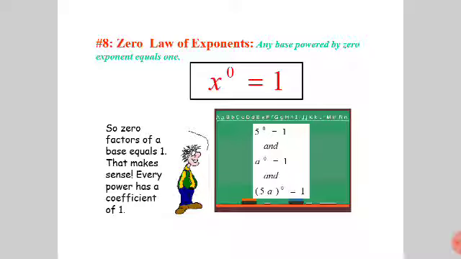Any base with power 0 gives the answer 1. For example, 5 power 0 equals 1, 1500 power 0 is equal to 1, a power 0 is equal to 1. So 0 power 0 is undefined. So a base with 0 as the exponent equals 1. That makes sense, because every power has a coefficient of 1.